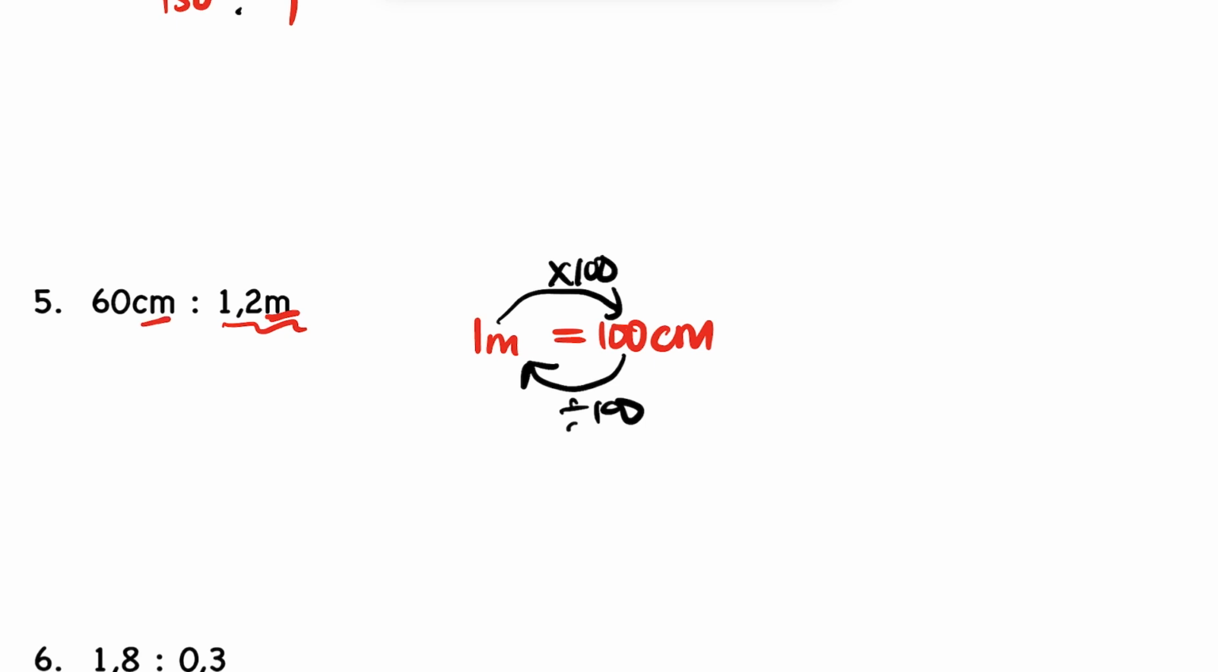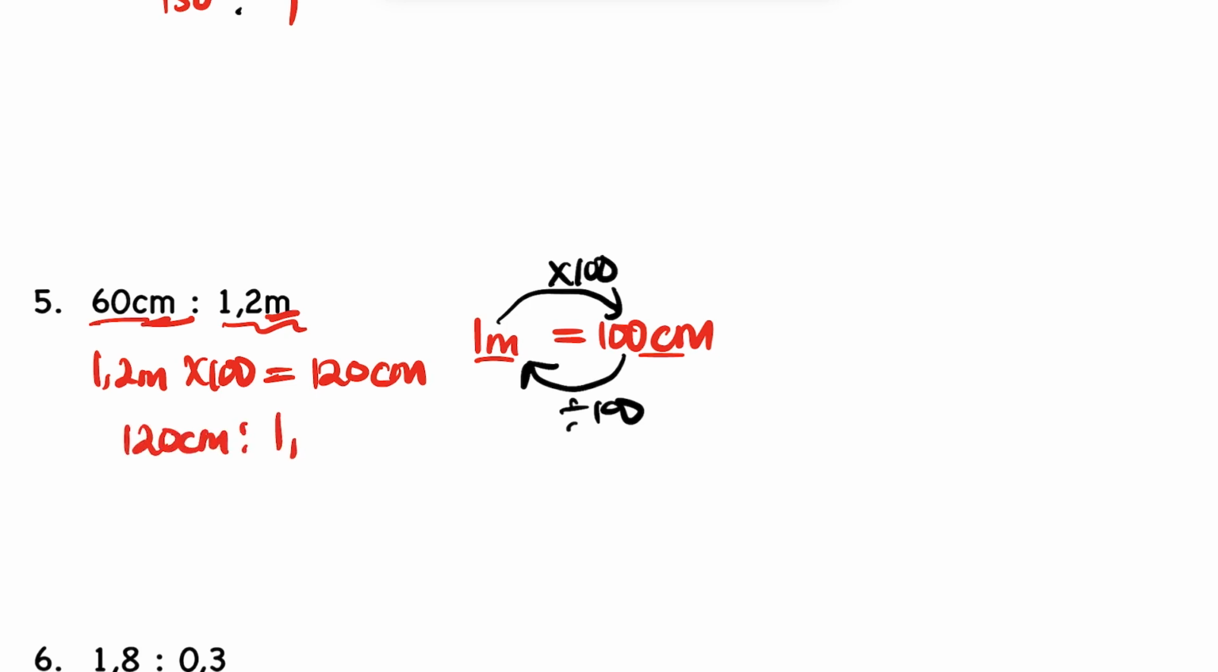So we take the 1,2 meters. What do we do? From meters to centimeter, we multiply by what? By 100. So it's going to be 120 what? 120 centimeter. So I'm rewriting again. Instead of 60, I'll write 120 centimeter is to 1,2 what? Meters.